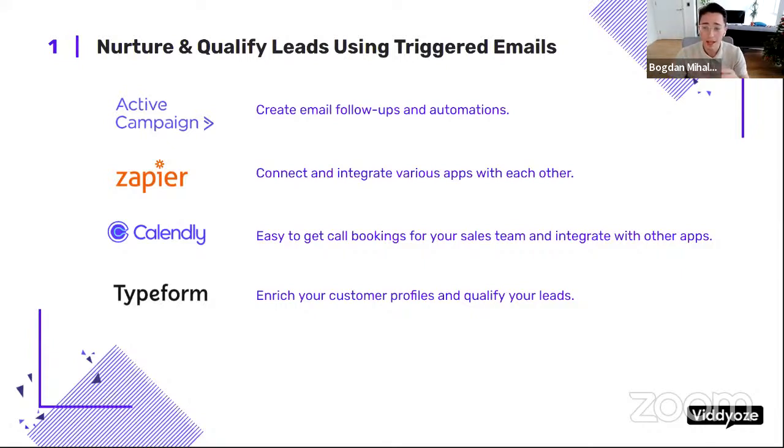Really, you can use any email software provider, any CRM has capabilities for integrations and to build comprehensive automations. But in this particular example, I have used ActiveCampaign to create email follow-ups and automation. Zapier, again, if you don't know it, it's an unbelievable web app that allows you to integrate various apps with each other. Calendly, again, any call booking app will help you to seamlessly collect all that data and integrate it with your CRM and other tools. In this particular case, Calendly.